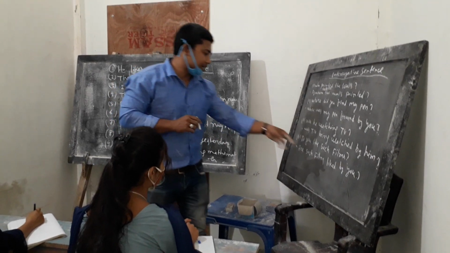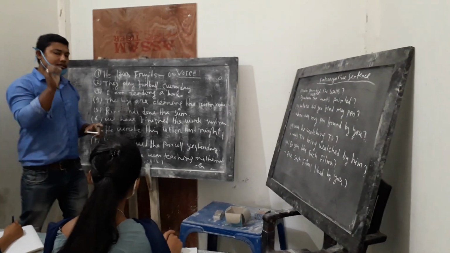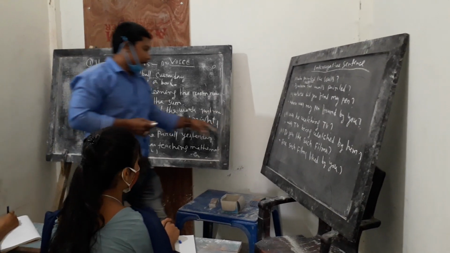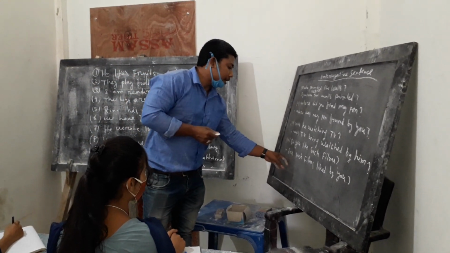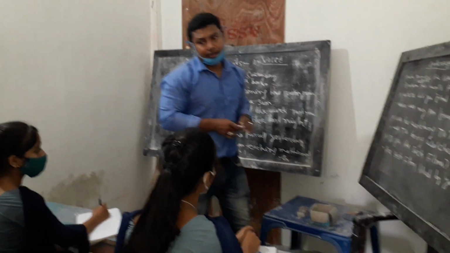So what is the object here? Such films. This is given in plural form. So here we have to start with "are" as the auxiliary verb or helping verb. "Are", then the object "such films", "liked", the third form of the verb, by you. These are the examples of interrogative sentences for changing voice from active to passive.